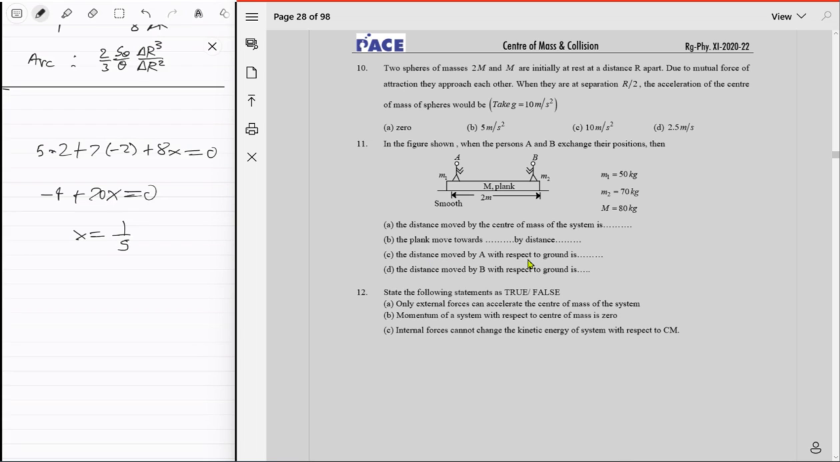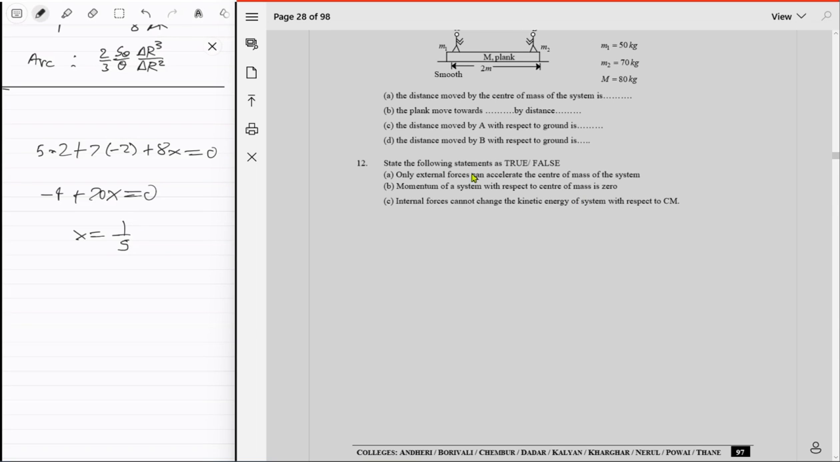And the distance moved by A with respect to the ground is just 2 plus x, which is 220 centimeters. Nice. So for B with respect to the ground, you've got minus 2 and then plus x. So negative 200 plus 20 is negative 180 centimeters, so 180 centimeters towards the left. That makes sense.